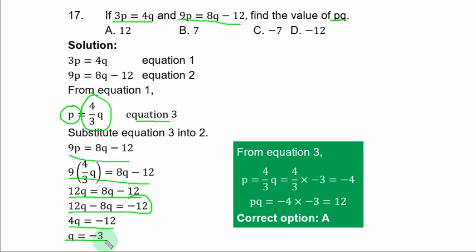We can get P easily using equation 3. This is equation 3. You replace Q with minus 3, and you have 4 over 3 times minus 3. 3 cancels 3, you have minus 1 times 4, that is minus 4. Therefore, PQ is equal to minus 4 for P times minus 3 for Q, and that is 12. A is the correct option.